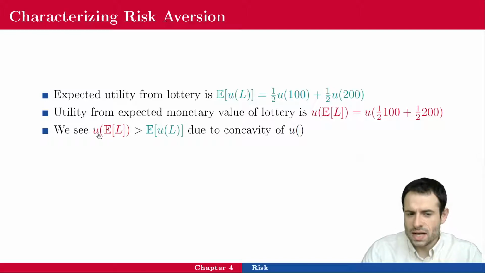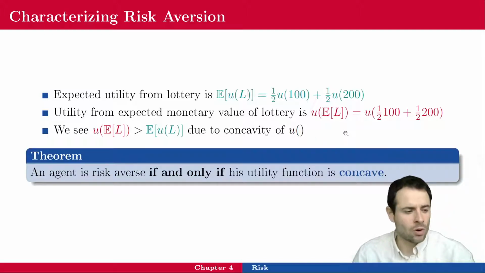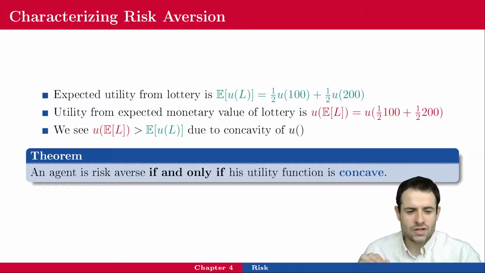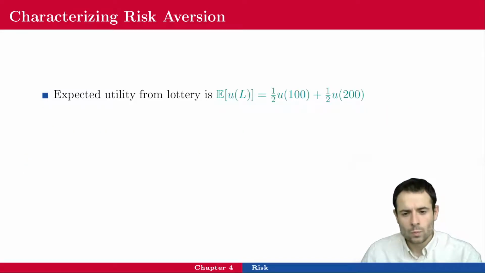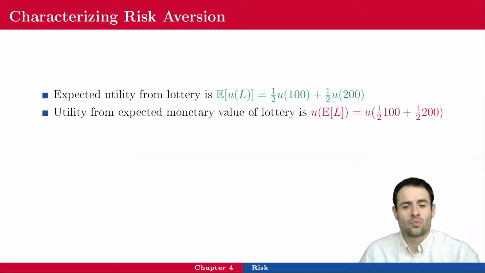So we see that the red term is bigger than the blue term due to the concavity of the utility function. And that leads us to this very important result. An agent is risk averse if and only if his utility function is concave. So, if you know that the utility function is concave, you already know the agent is risk averse. It's a pretty powerful result.